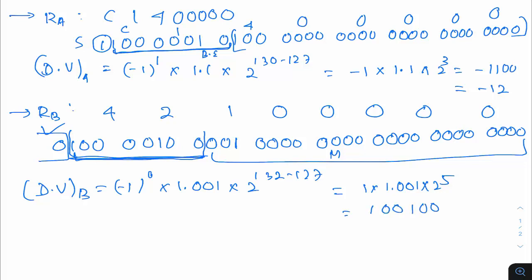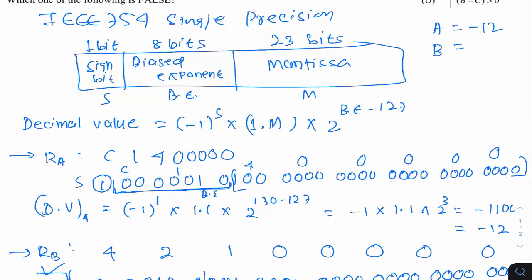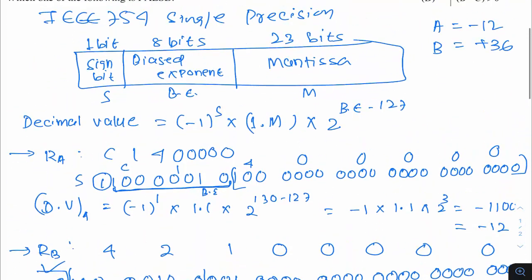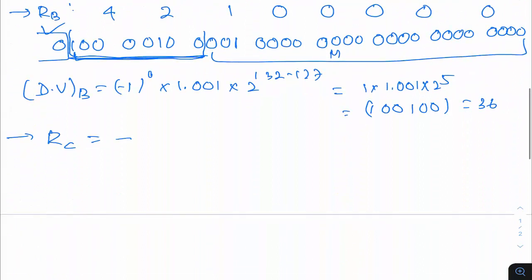100100, right? So this is in binary pattern, and if you find its decimal equivalent, it happens to be 36. So we got the value of B is plus 36. And then finally, what is the content of C register? C register, if you see, it is 414 followed by 5 zeros.